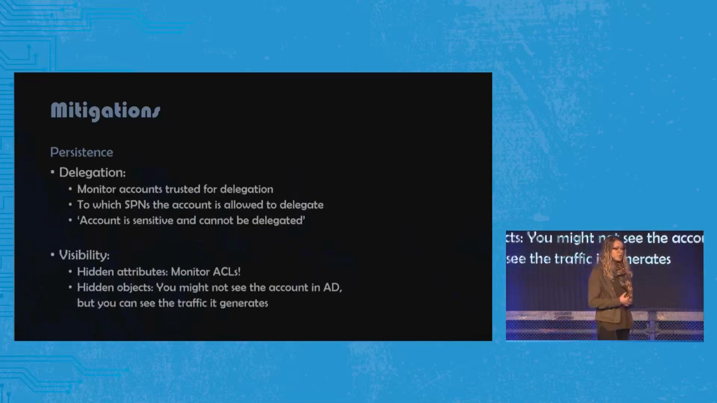All right, now for the persistence. So here we had a few issues that we had to address. We have the delegation and we have the visibility. So all we need to do for the delegation phase is monitor the accounts that are trusted to perform delegation and monitor to which service principal names those accounts are able to delegate to. Meaning to which services is the account able to request service tickets on behalf of other users. Of course, you should not have a computer account which can perform delegation to the krbtgt in your environment.